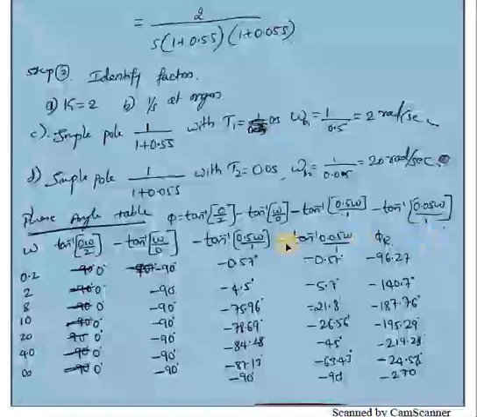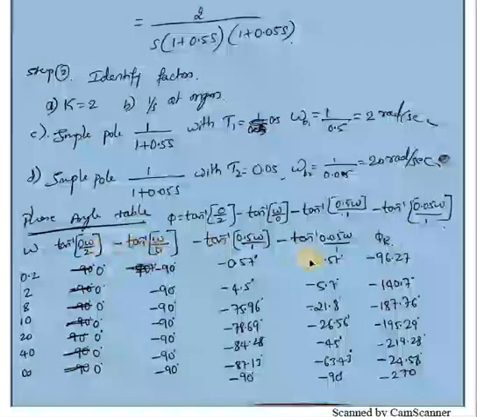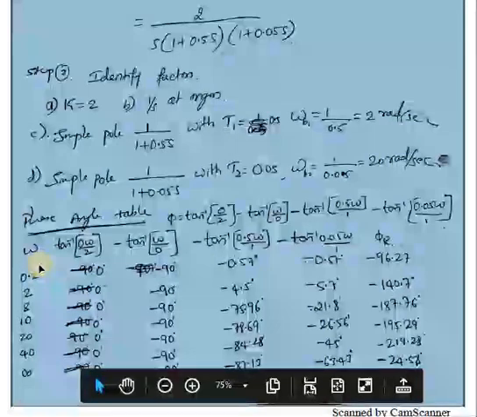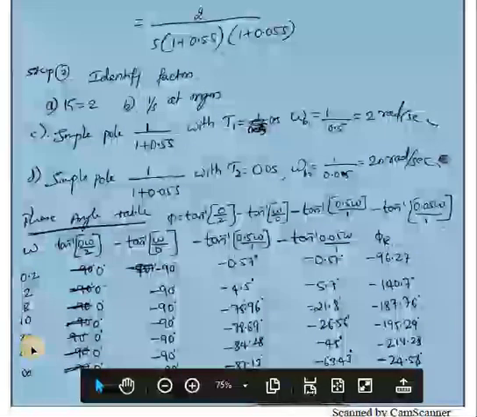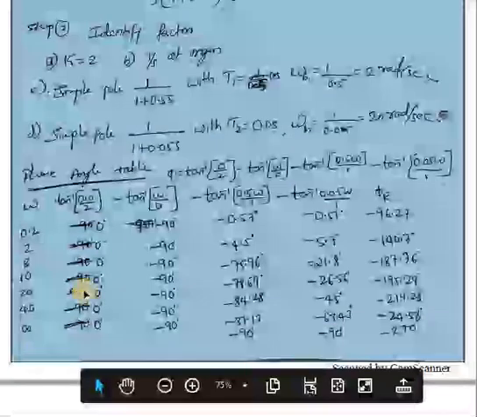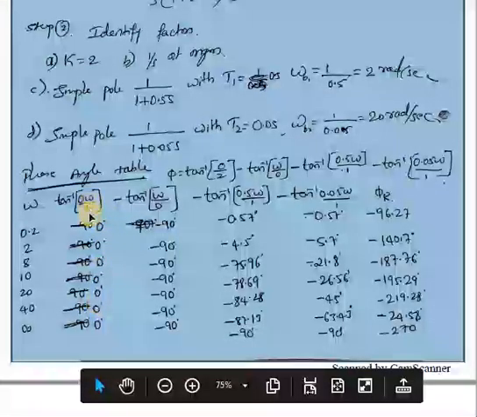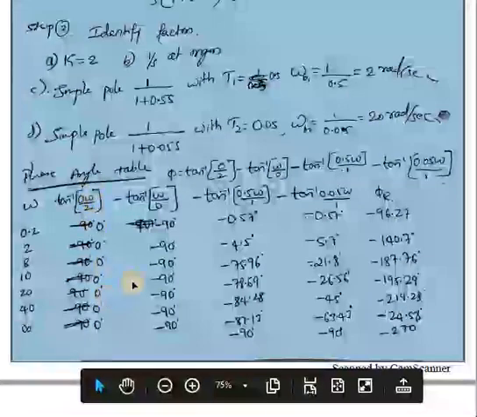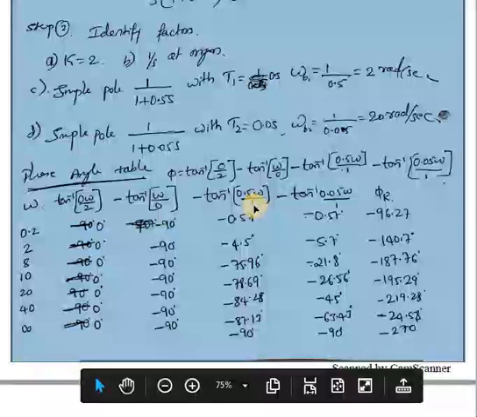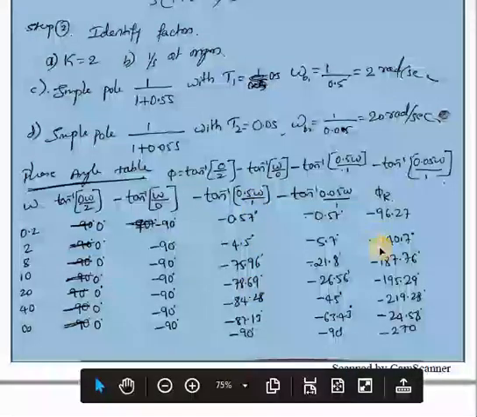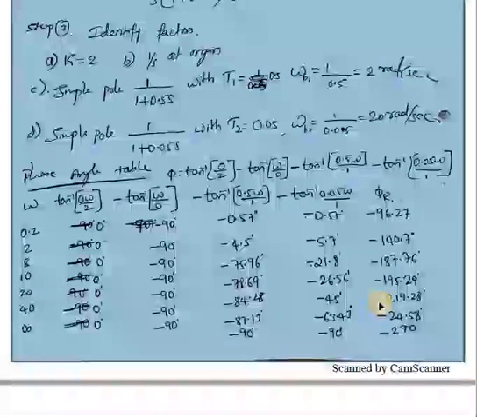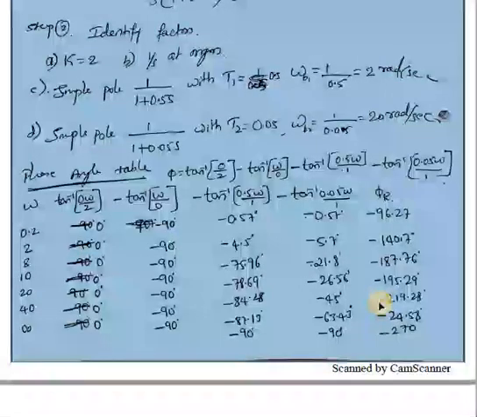So like that, you construct this table and vary the omega value from 0.1 or 0.2 to the possible highest values, and at the end it is infinity. So here it is 0 degree: 0 divided by 2 will be 0, tan inverse of 0 is 0, and tan inverse of infinity is 90 degree. Similarly, vary the omega value and get the resultant angles. After getting these resultant angles, you have to go for the construction of the Bode plot.